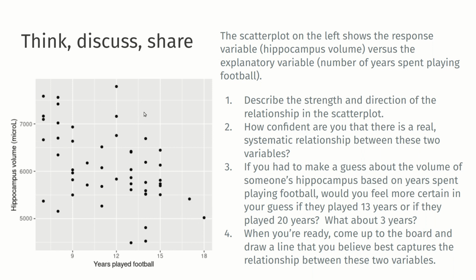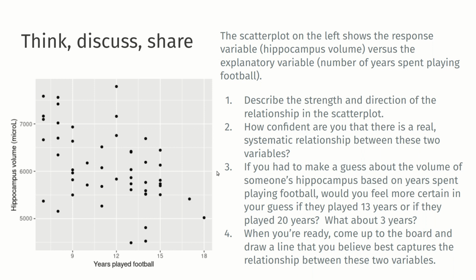And so I will let you take a bit of time on your own to think about the following issues. So first, what does it look like the strength and direction of the relationship is based on this scatter plot? Does it seem like there's something going on there? Second, how confident would you be that there is a real systematic relationship between these two variables? So obviously, these don't lie strictly on a straight line, but maybe there's still something going on. So how confident would you be in staking that claim?